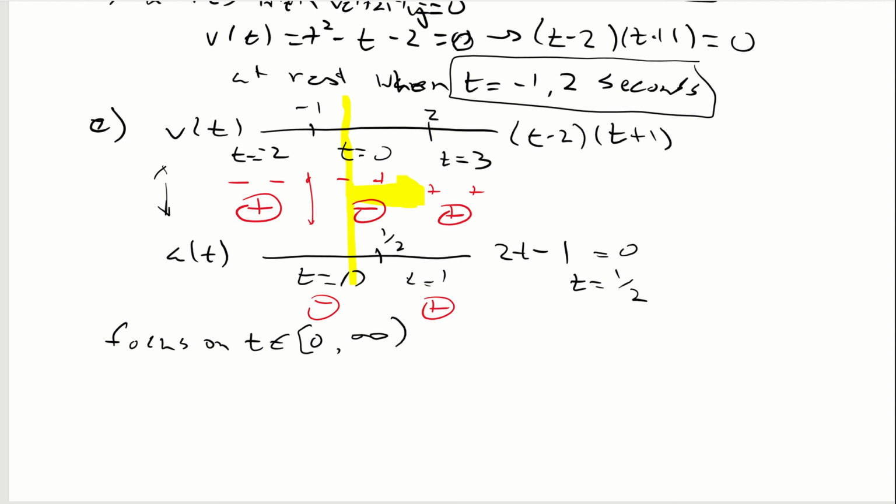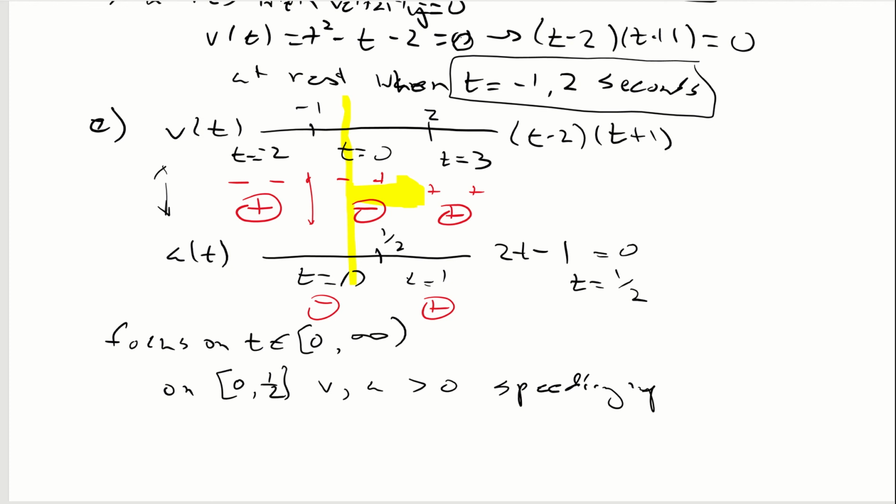Okay. So I can see that the velocity is negative from 0 to 2. The acceleration is negative from 0 to 1/2. So really on, oops, wrong thing. Let's erase that. So on 0 to 1/2, velocity and acceleration are both... they're both positive. So it's actually speeding up there.